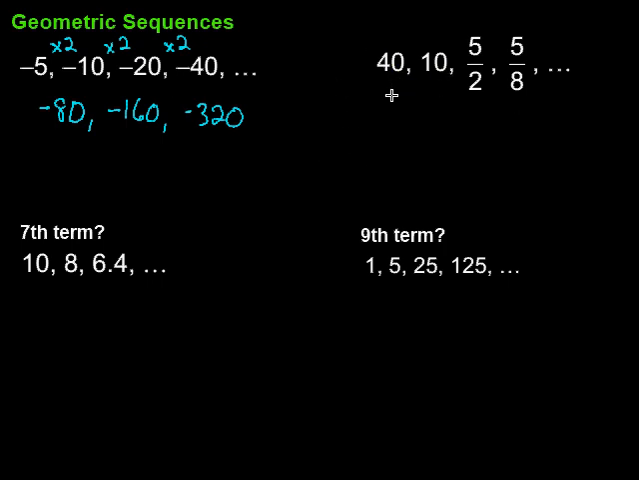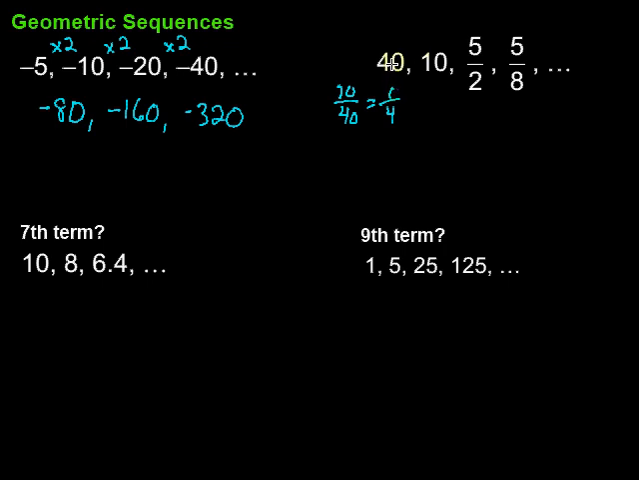Alright, let's take a look at this one. This one maybe isn't quite so obvious as we just look at it. We go 40, 10, 5 over 2, 5 over 8. I'm not quite sure. So let's take the second term and divide it by the first. So that would be 10 divided by 40. I'm going to look for my common ratio here. 10 divided by 40, if I simplify that, would be 1/4. So that means I'm multiplying by 1/4 to get from one term to the next.